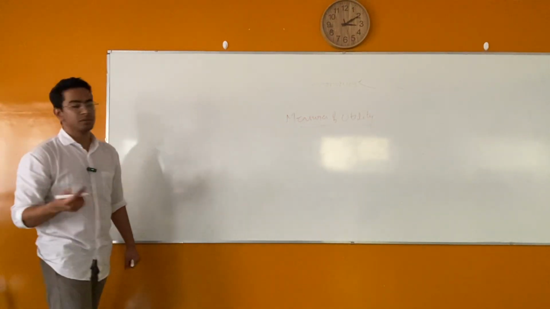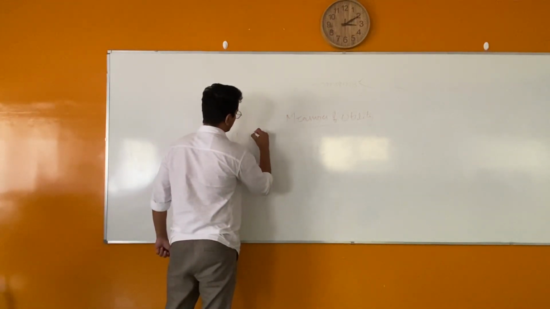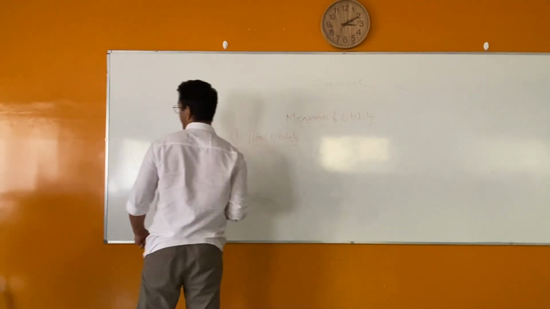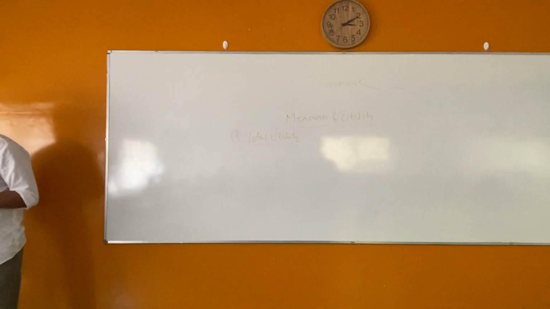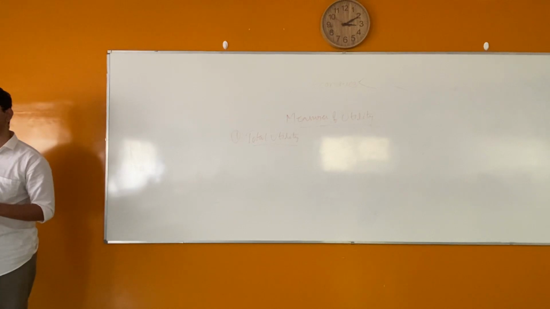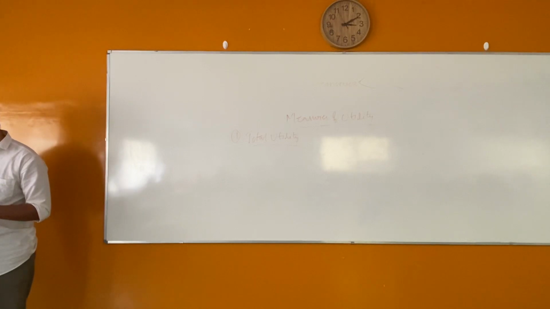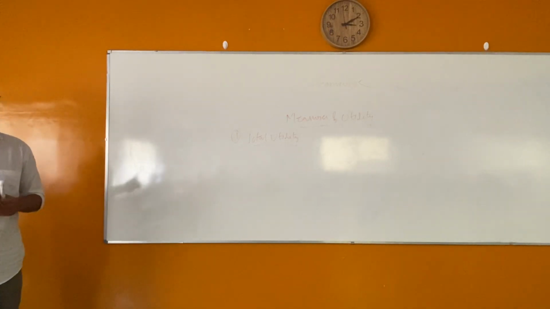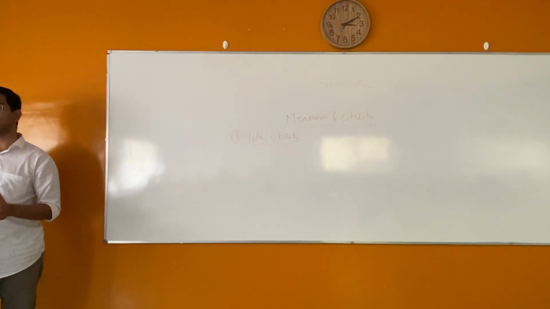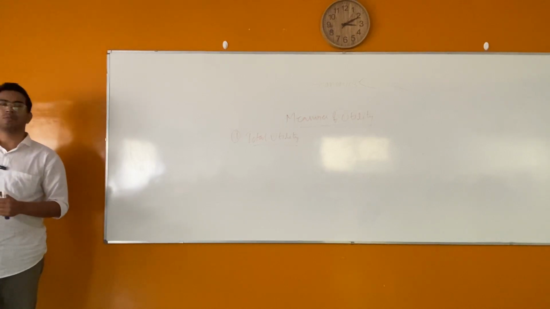First is total utility. Take the definition. It is the total satisfaction derived from consuming some quantity of commodity.